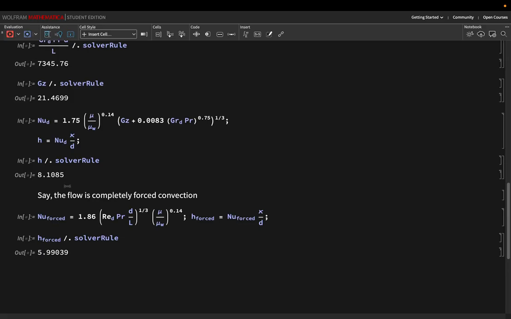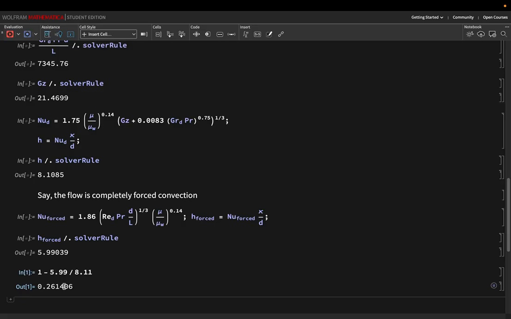So if you were to compare these two values, let me put 8.10 divided by 6.11. So around 26% deviation. If you assumed it to be purely forced convection, then your results will be off by around 26% compared to considering it as mixed convection. So that is why these things are important.